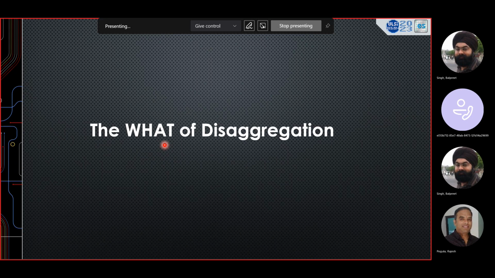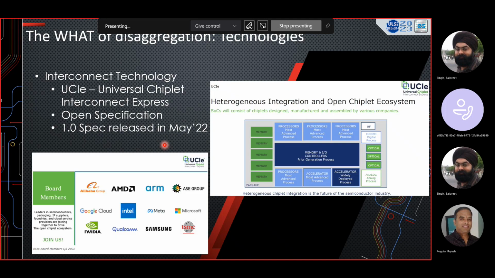So with that, we come to the what of disaggregation. We looked at all the different flows, the global flows, and what are the considerations that we need to take into account when we are trying to architect a disaggregated solution. On the what side, I want to talk about UCIe, which is the Universal Chiplet Interconnect Express. The open specification 1.2 was released in May 2022, actually. These are the board members, all the who's who of the industry is listed over here. And the idea is to be able to create an open chiplet ecosystem.